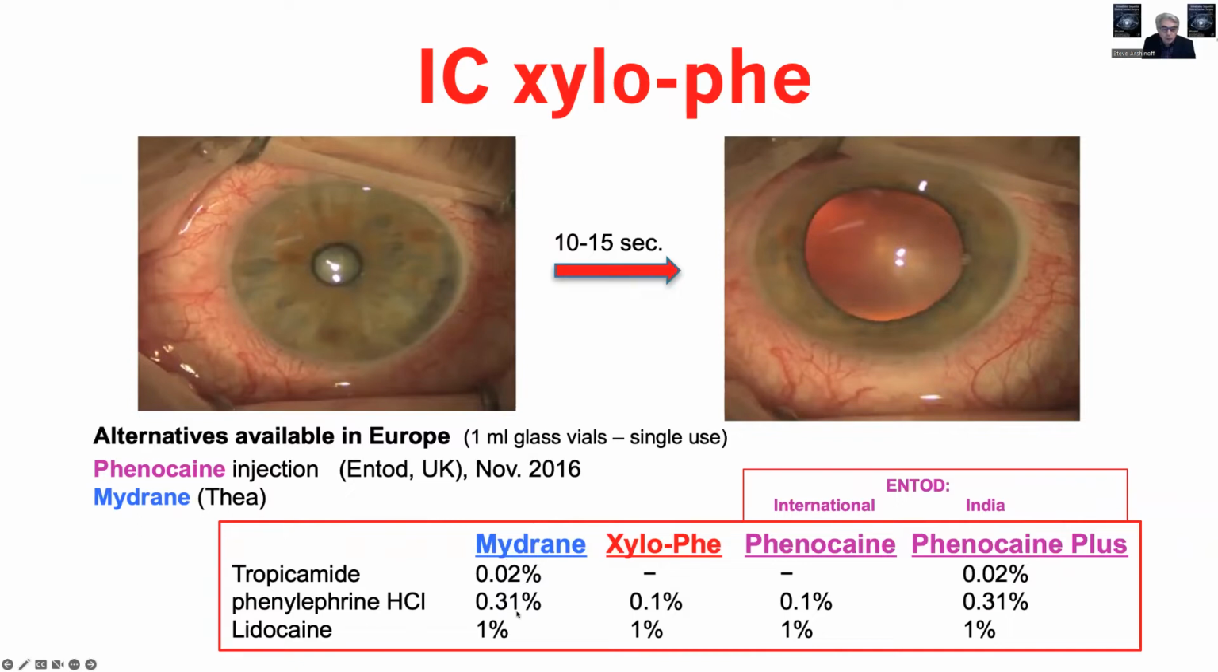You can make this stuff yourself, or, well, first you get these nice big pupils, or you can buy either Mydrane in Europe, you can make your own xylocaine phenylephrine, you can get Phenacaine from Entod in India, or you can get Phenacaine Plus, which is sold in India. Phenacaine Plus is a copy of Mydrane, and these are available all over the place. And what I do is I use these dilating solutions in every patient now because it makes surgery easier, and especially in femto cases.